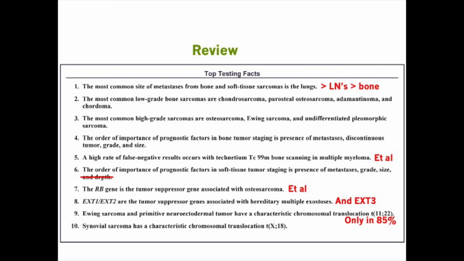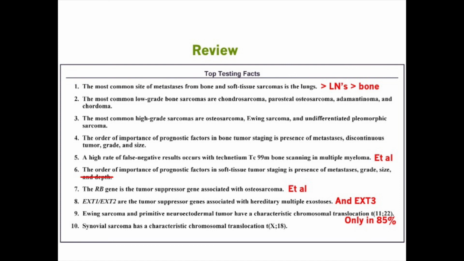The order of importance of prognostic factors in soft tissue tumor staging is presence of metastases, grade, size. They used to think and depth, but we've now taken this out. So the new AJCC staging does not take that into consideration. Basically, size seems to be all that matters. And the reason we thought depth matters as we reevaluated this data is because deep tissue tumors tend to present at a much larger size because they're found later versus a subcutaneous one that you can find very early on and feel very early on.